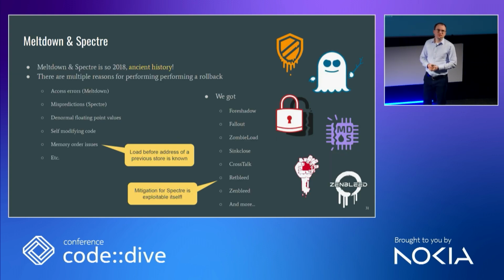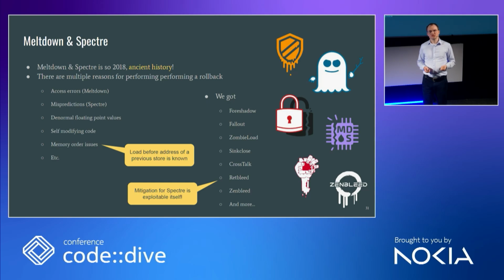But, you know, Meltdown and Spectre happened a long time ago. They are ancient history, 2008. So surely this is a solved problem by now, right? But actually there are multiple reasons why a CPU might roll back some execution. And in case of Spectre, it was mispredictions. So branch prediction made a mistake, and we rolled it back. And in case of Meltdown, it was access errors.